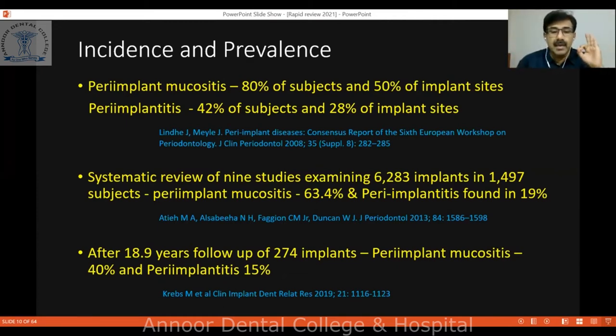The second study was in 2013. That is a large study. About 1,500 patients were examined, and more than 6,000 implants were followed up. They found a prevalence of around 63% peri-implant mucositis and 19% peri-implantitis. Now, a very recent study, 2019, followed up around 300 implants for about 19 years. The result they got is peri-implant mucositis of 40% and peri-implantitis of 15%. So from this data, it is clear that around 50 to 65% of people are affected by mucositis, and around 30 to 50% of all implants that you place are affected by peri-implantitis.